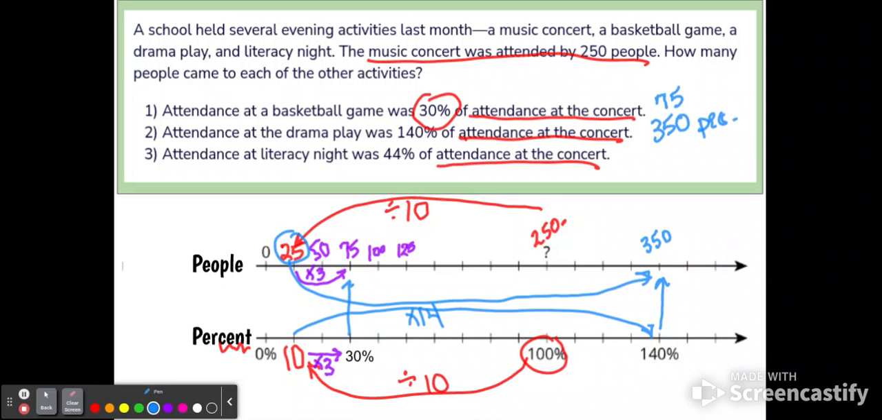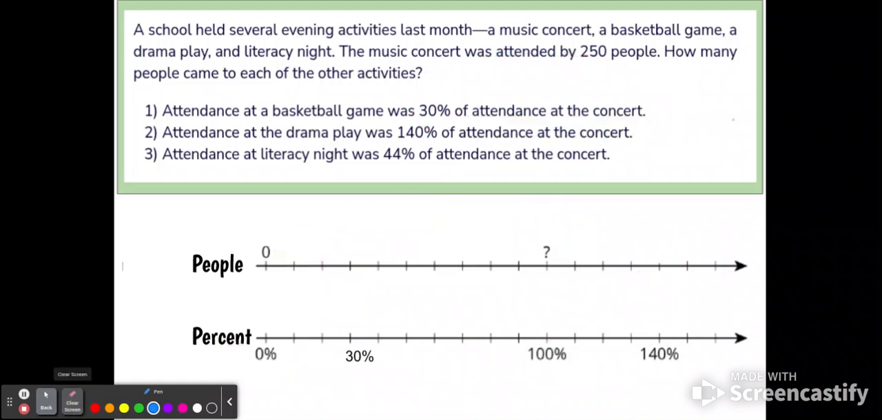Now I have to figure out 44%. Ooh, there's a problem. 44% isn't on my double number line. And in fact, if I scale down to tens, and I figure out that 10% is 25, by counting up by tens, 10, 20, 30, 40, 50, I never actually say 44. Because 44 falls in the middle. That tells me I can't scale down to 10 to get to 44.